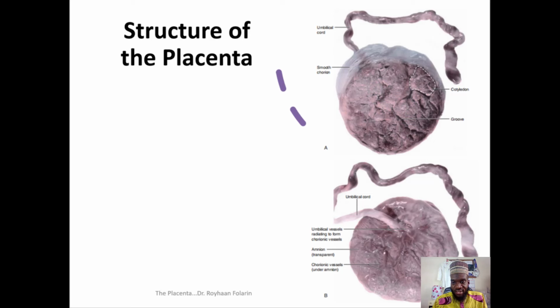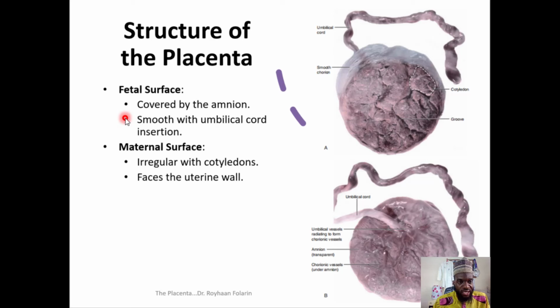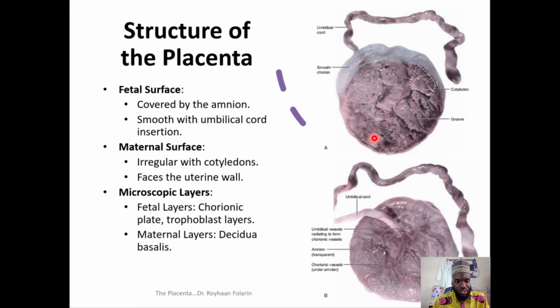So the placenta and the fetal membranes after birth is what we are showing here, and it's approximately one third of the actual size. So the fetal surface, like I just mentioned, is covered by the amnion, and it is smooth with umbilical cord insertion. Then you have the maternal surface, irregular, and it is the part that faces the uterine wall.